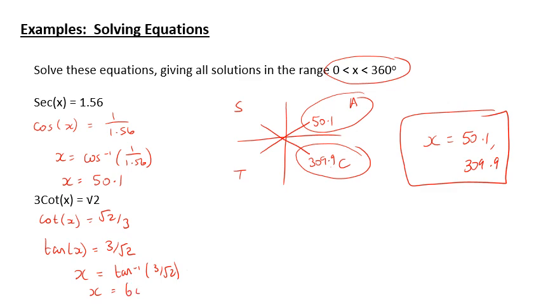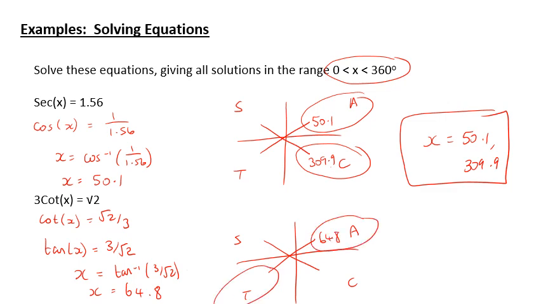Which is approximately 64.8. Then I can go to my CAST diagram. I can mark off 64.8. Now this time it's tan that's positive, so I want the two quadrants where tan is positive. So I need to figure out this next one, so I'm going to do 180 plus 64.8, which is 244.8. So those are my two answers for x.